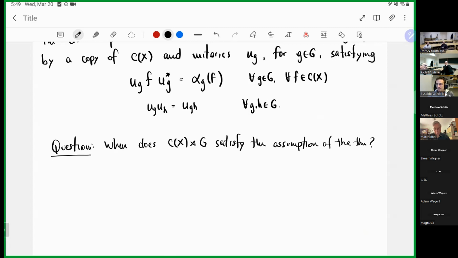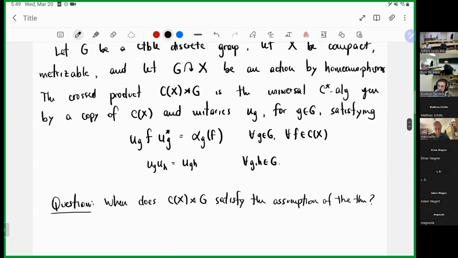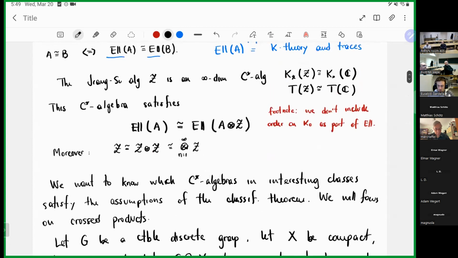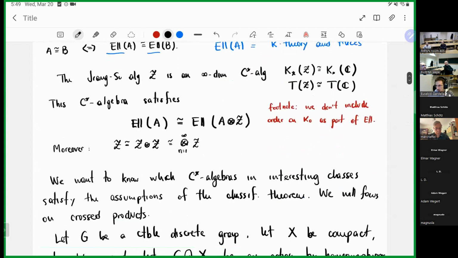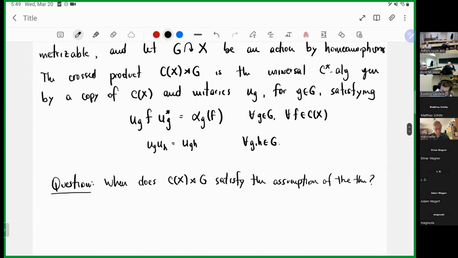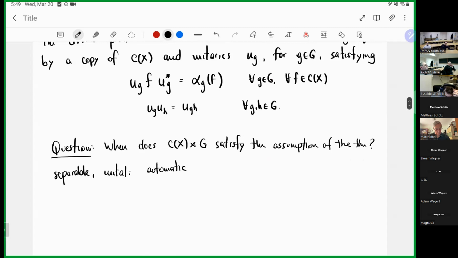Okay, so if we want to decide when the C-star algebra falls into the classifiable class, we just go through the list of assumptions and see what we can say about them. Let me just list them again. Separability and unitality are automatic in this case, because of the assumptions that I made on the group and the space. Then we have nuclearity. This is not always automatic, but we know exactly when this happens.